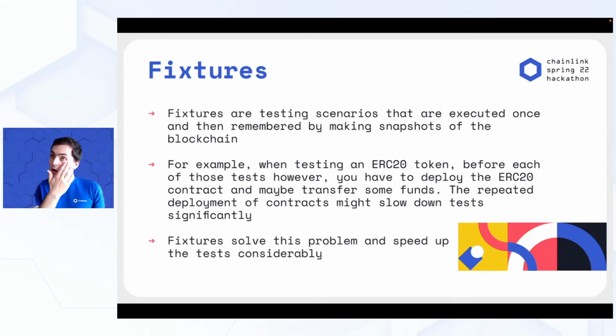With fixtures, our goal is to deploy only once, and then to create a so-called fixture loader. I will show you how to do that. And then inside the beforeEach hook or hooks, we just load the deployment instance, and then basically unit test that instance, which will speed up our tests significantly.